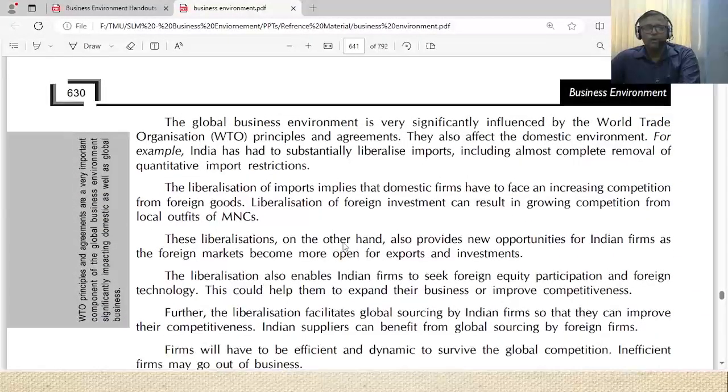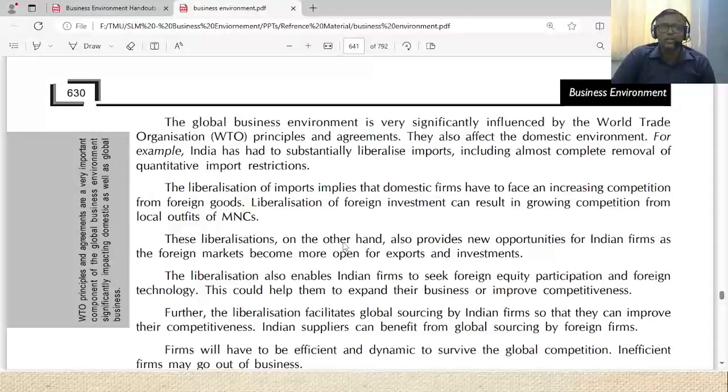Moving to the initial part, when we talk about globalization, the global business environment is very significantly influenced by the World Trade Organization, the WTO, and its principles and agreements. They also affect the domestic environment. For example, India has had to substantially liberalize imports, including almost complete removal of quantitative import restrictions. The liberalization of imports implies that domestic firms have to face increasing competition from foreign goods. The liberalization of foreign investments can result in growing competition from the local outputs of the MNCs.